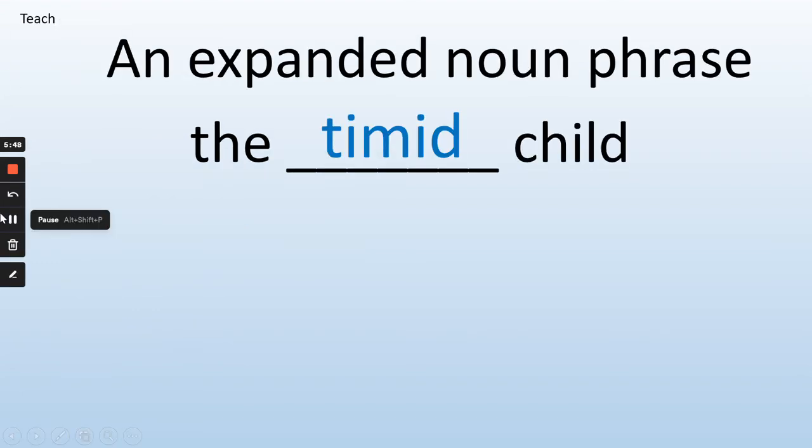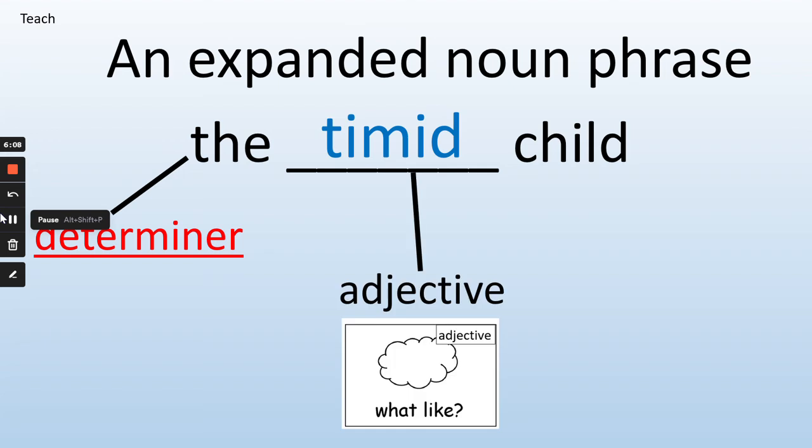Here's an example of one, an expanded noun phrase, the timid child. Adding the adjective in before the noun gives us more of an idea of what the child is like. It makes it more interesting for our reader. Determiner, the, adjective, timid, noun, child.